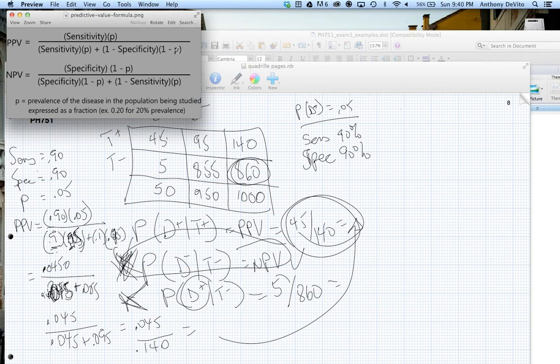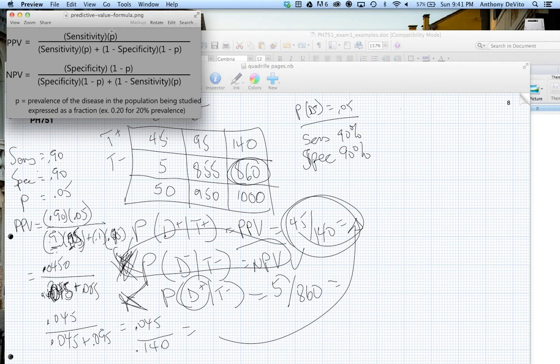So of that 95% of the population that doesn't have the disease, the specificity tells us how often we'll correctly get a negative from out of them. 90% of the time, we'll get a negative for those people. But 10% of the time, 1 minus 0.9, that 0.1, we'll get a positive for this 95% of the population. That's why it's 1 minus the specificity times 1 minus the prevalence. This is the percentage of people in the population that don't have the disease that test positive.